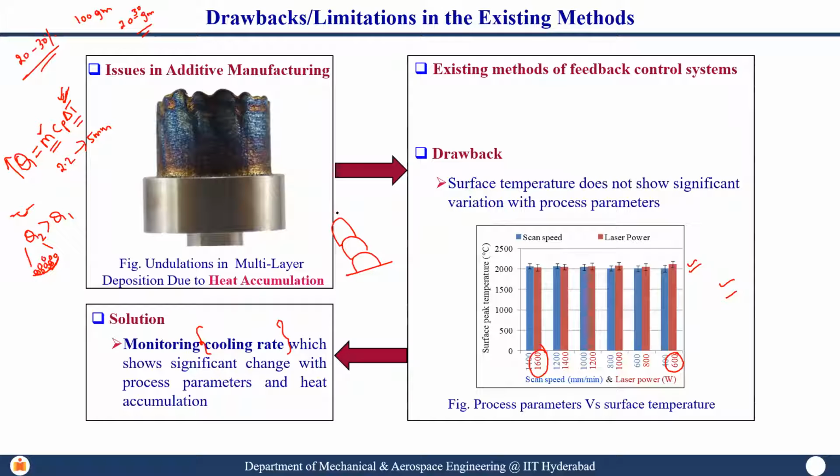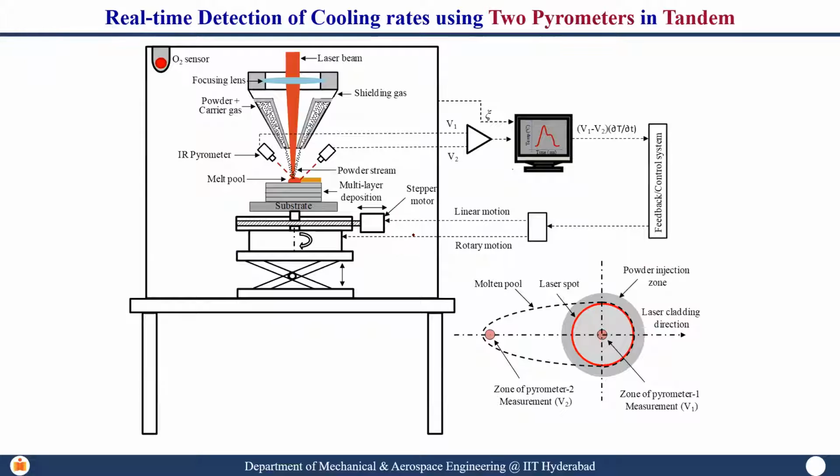as I said, as the layer number increases, heat accumulation takes place. So this heat accumulation does not reflect in terms of peak temperature, but it can be easily captured using cooling rate, delta T by delta t. Now, how do you measure the cooling rate in real time? That is one more big challenge. So that is where we came up with a unique solution which was actually patented.